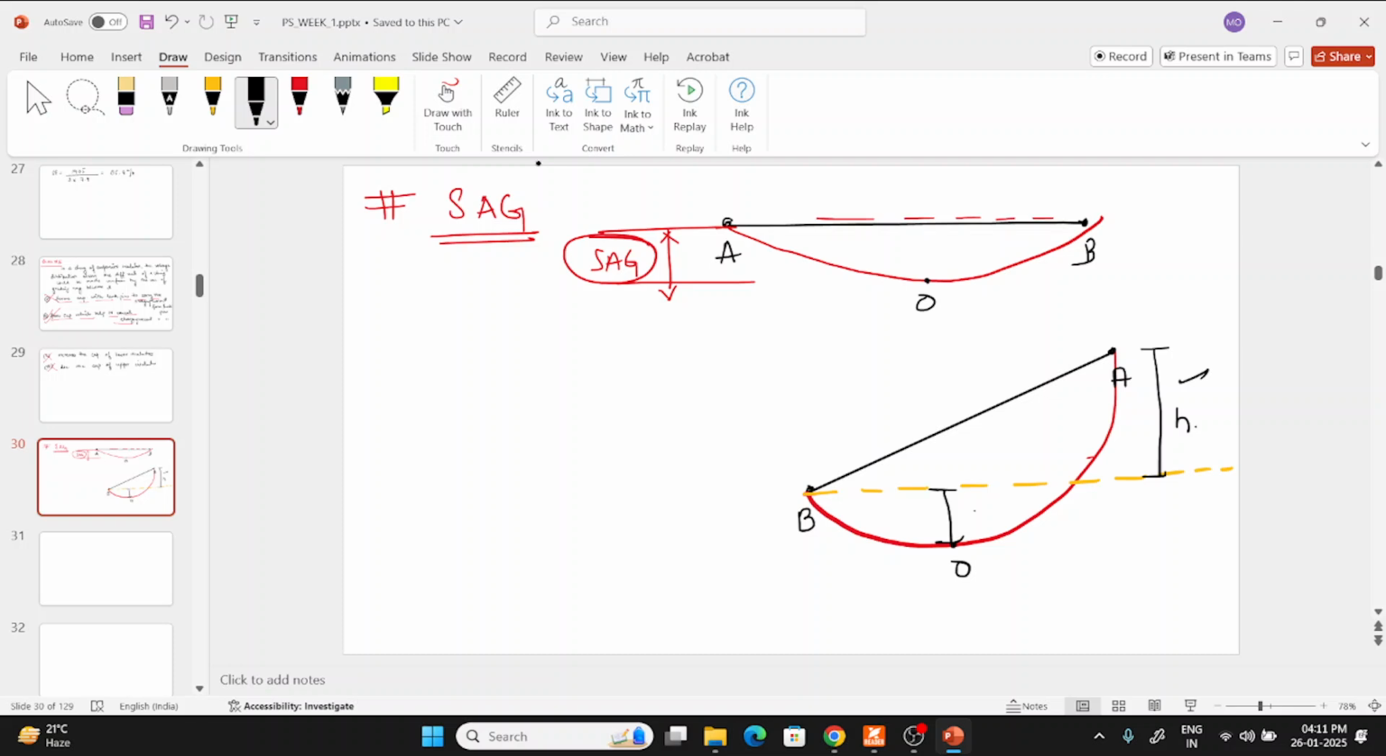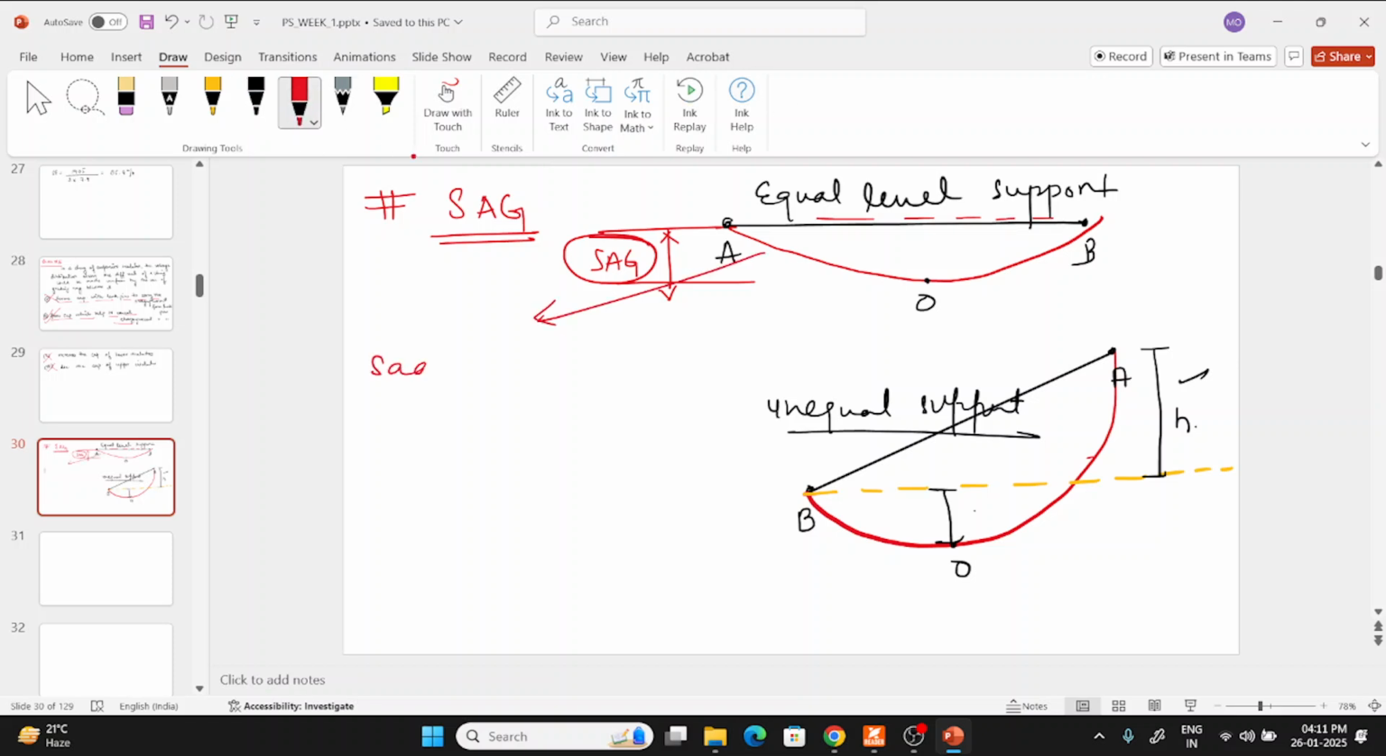Here, equal level support, and what is this? Unequal level support. I think you must have gone through that, because the time is not here to calculate all those things. For equal level, the sag is wx square by 2T. Okay, what is x?